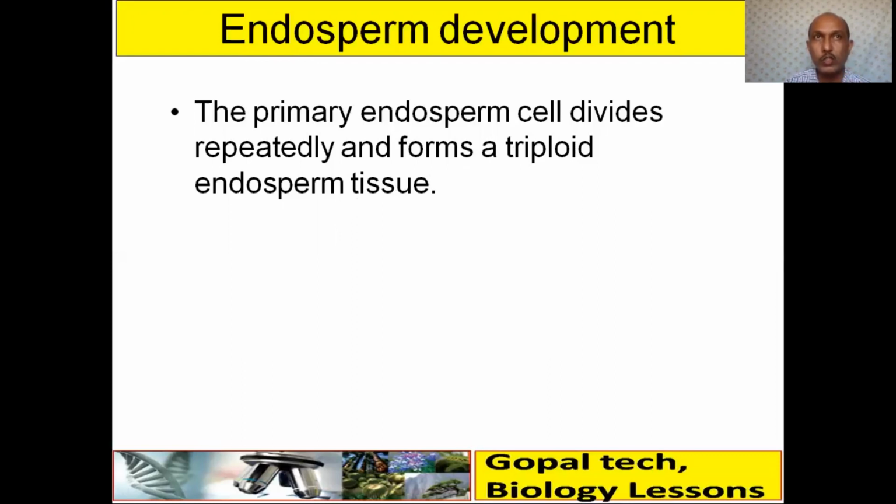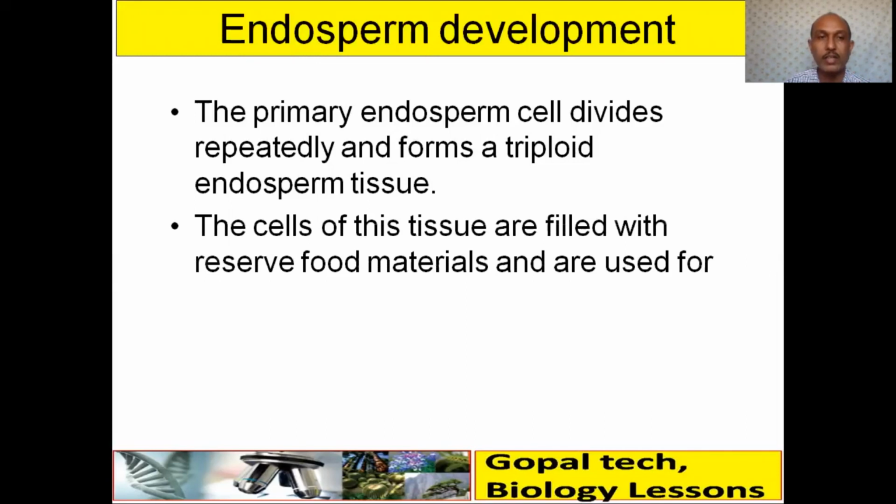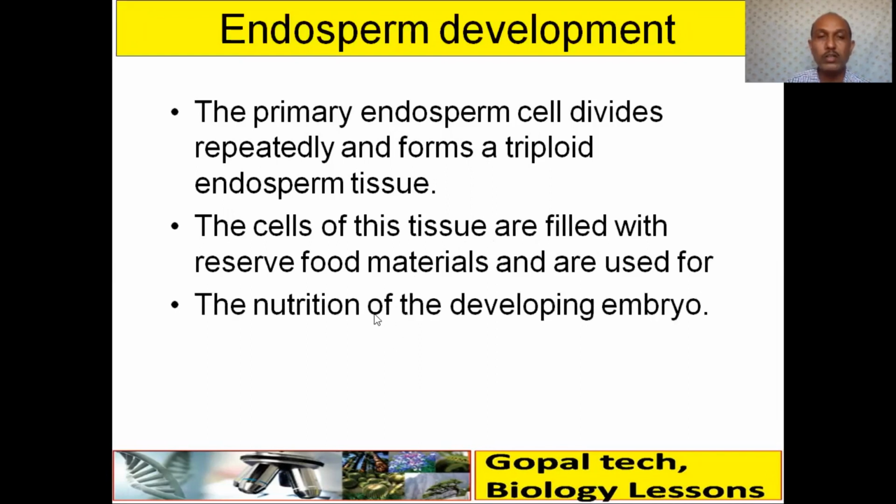एंजियोस्पर्म का endosperm हमेशा triploid होता है, 3N. The cells of this tissue are filled with reserve food material, which is used for the nutrition of the developing embryo. So therefore endosperm development takes place first, then zygote embryo development. Okay, ये याद रखना है.